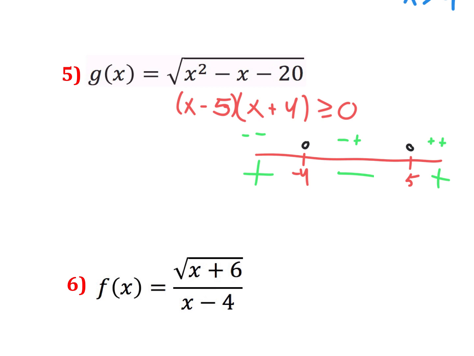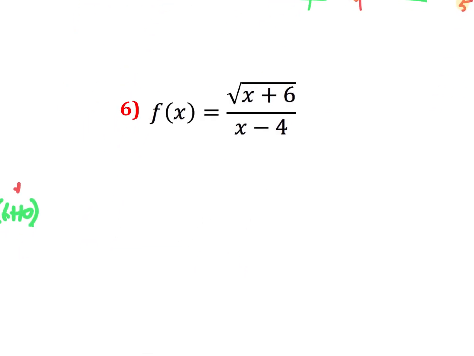So my domain is going to be negative 4 and then everything back here, and then positive 5 and everything forward. To write this out in interval notation, we would have negative infinity to negative 4, and then positive 5 to positive infinity.